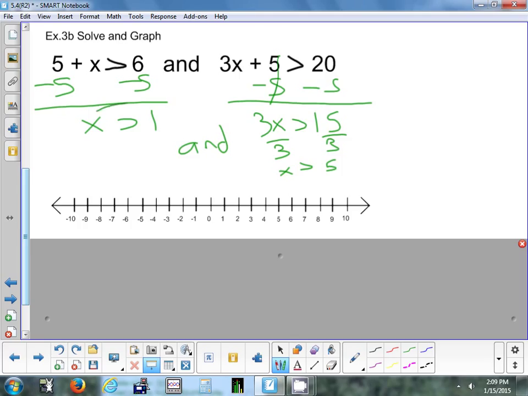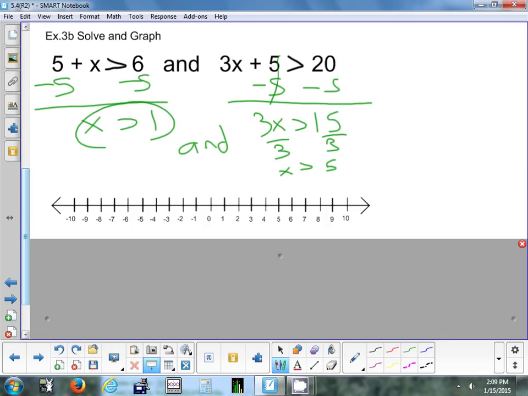I'm only doing this one right now. So where am I going to stop? What kind of circle? Open, going what way? Open to the right, okay. And then, Savon, to graph X is greater than 5, what do I do? Open circle where? And then going to the right.